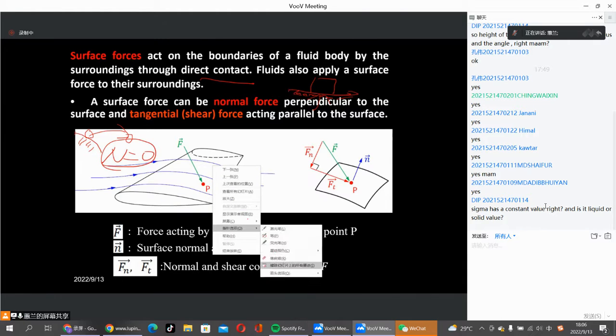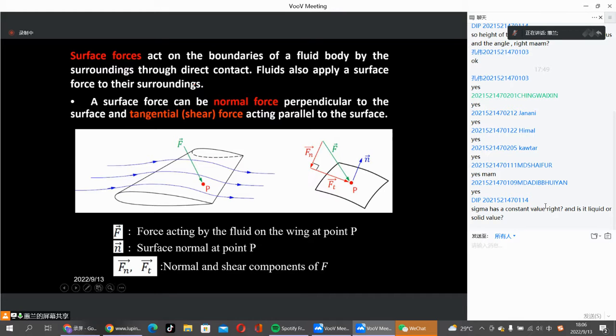For surface force we always use the force per unit area, just like pressure. A surface force can be a normal force perpendicular to the surface and a tangential force acting parallel to the surface. What does that mean? Here we have a force and we decompose it into two components, one perpendicular and the other parallel to the surface.